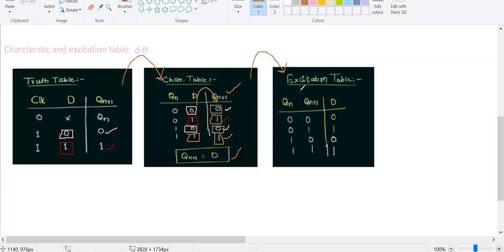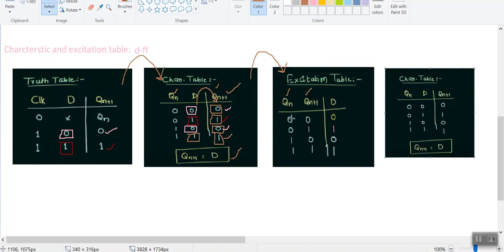So we can say Qn is my input here and Qn+1 is my output here. Just consider Qn and Qn+1 as my inputs here. Whenever I have two input variables, my possibilities are 4: 00, 01, 10, 11. Now from this I have drawn one more characteristic table here, and from this characteristic table I will explain this excitation table.